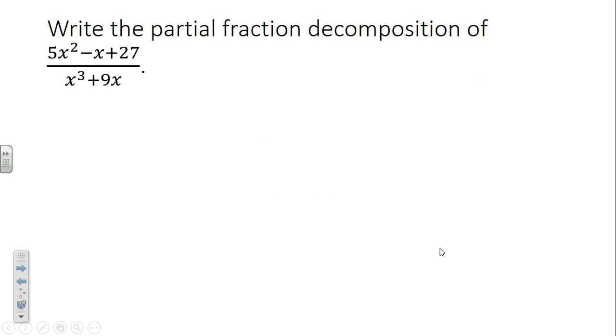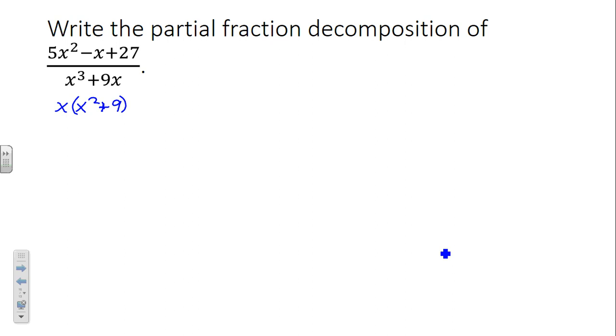So today we want to write the partial fraction decomposition of one of these that we set up earlier yesterday. It is 5x squared minus x plus 27 over x cubed plus 9x. So what's our first step when we're writing a partial fraction decomposition? Factor the denominator, the bottom of the fraction. So we have an x in common, so an x squared plus 9. Can the x squared plus 9 be factored further?